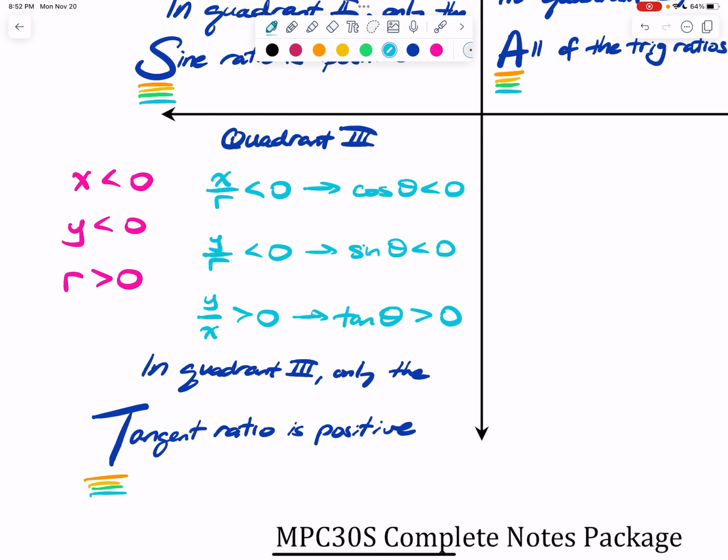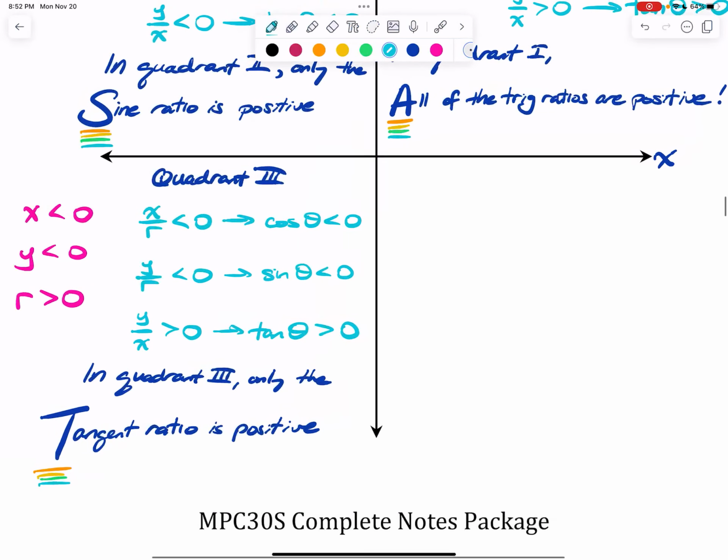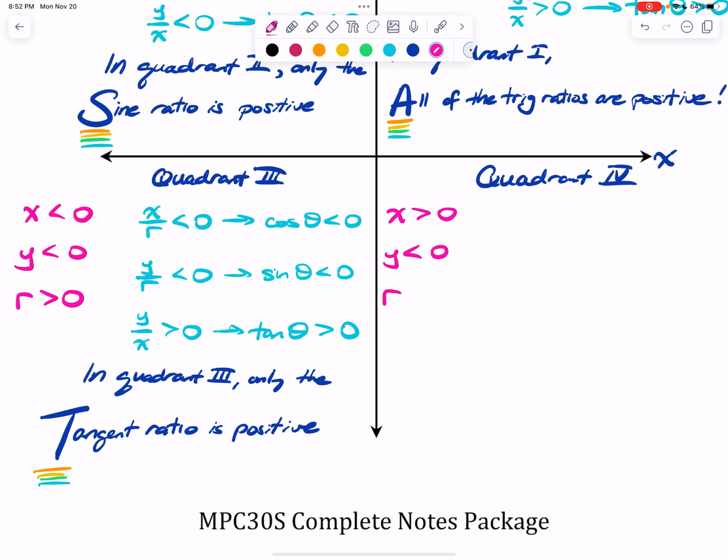And then quadrant 4, which you also did during that short little break. It's over here. And in quadrant 4, we've gone right and we've gone down. That's how you get somewhere in quadrant 4. We go right, so x is positive. We go down, so y is negative. And then r, as always, is positive.